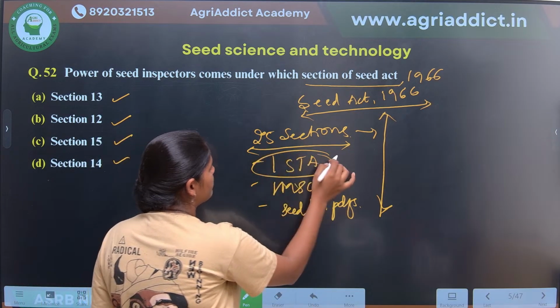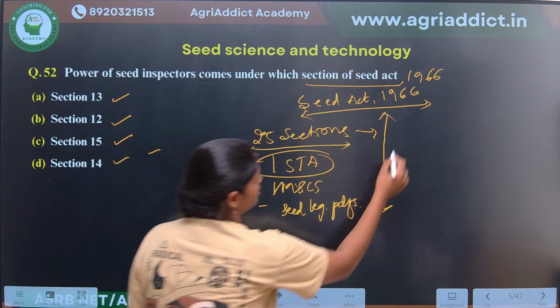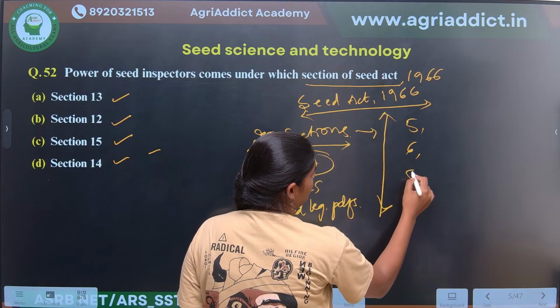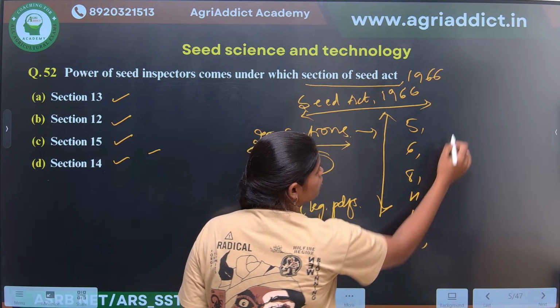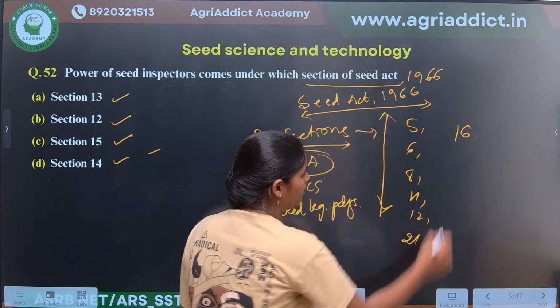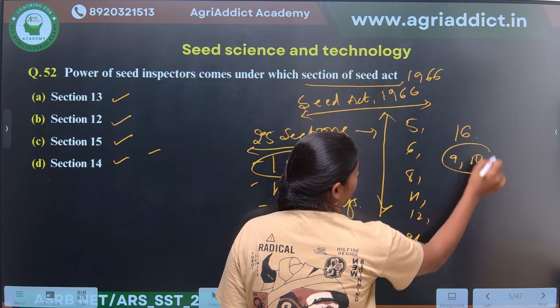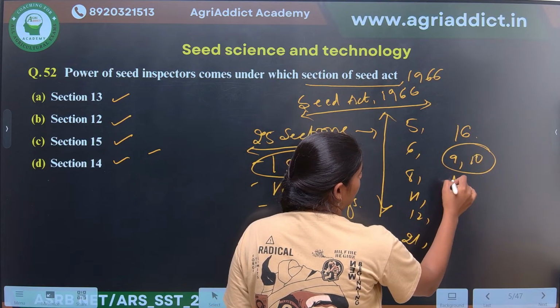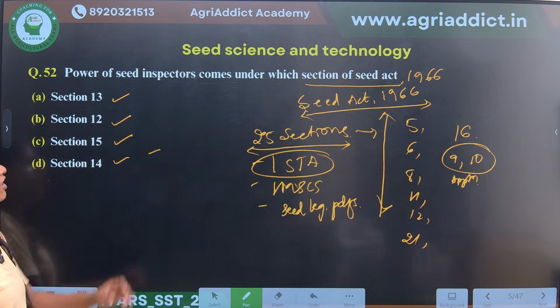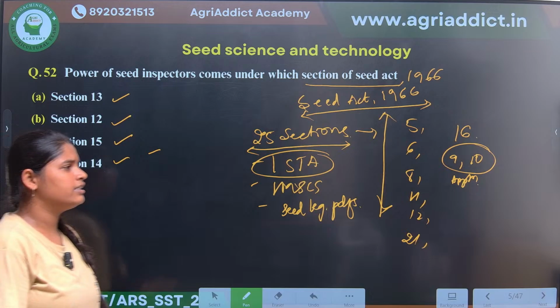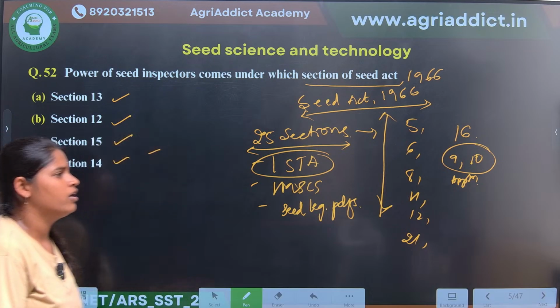In these 25 sections, we have important sections like section 5, 6, 8, 11, 12, then 21, also 16, and 9 and 10, which are related to application. So here the question is the power of seed inspectors. Yes, people answered it very right.